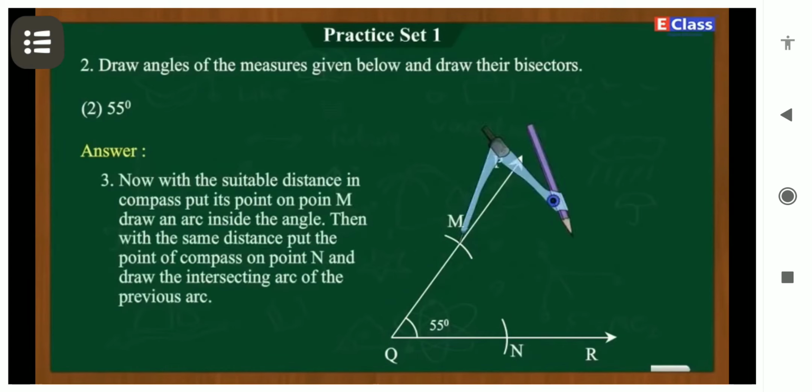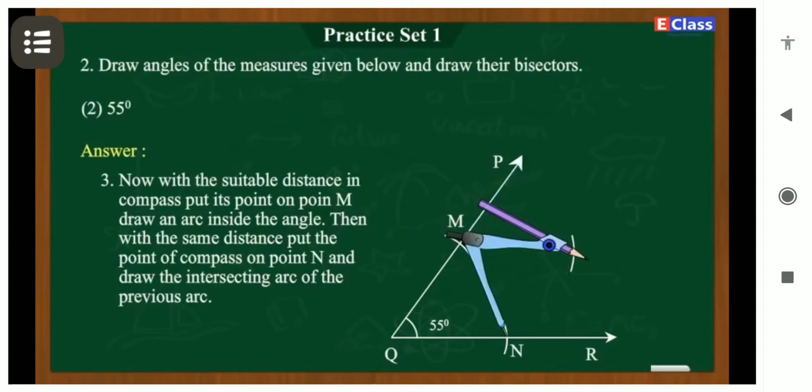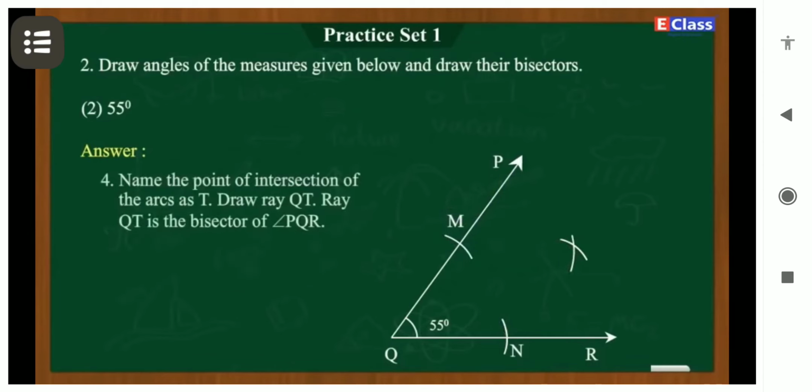3. Now, with a suitable distance in compass, put its point on point M and draw an arc inside the angle. Then, with the same distance, put the point of compass on point N and draw an arc intersecting the previous arc. 4. Name the point of intersection of the arcs as T. Draw ray QT. Ray QT is the bisector of angle PQR.